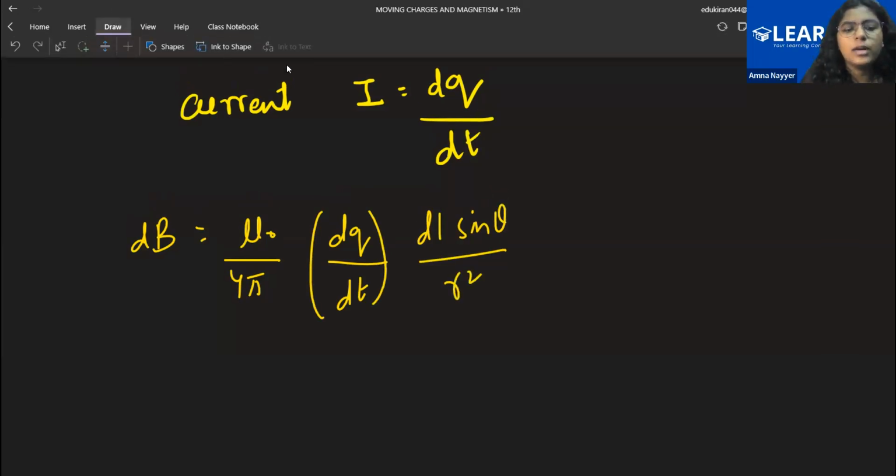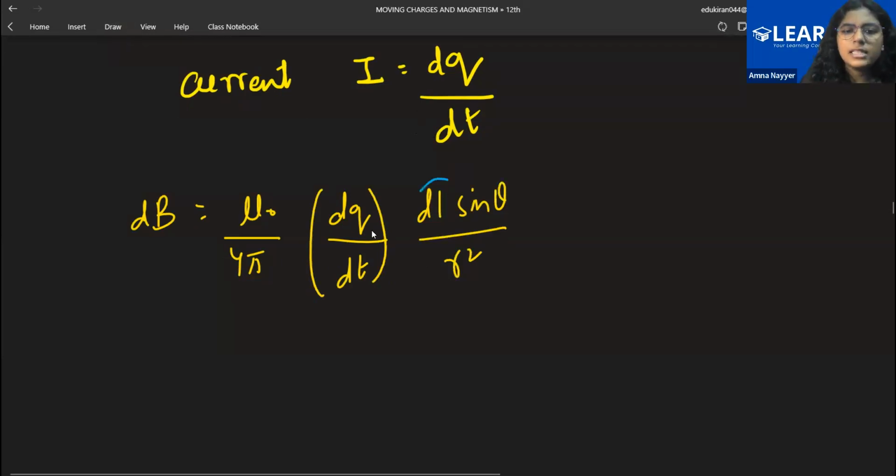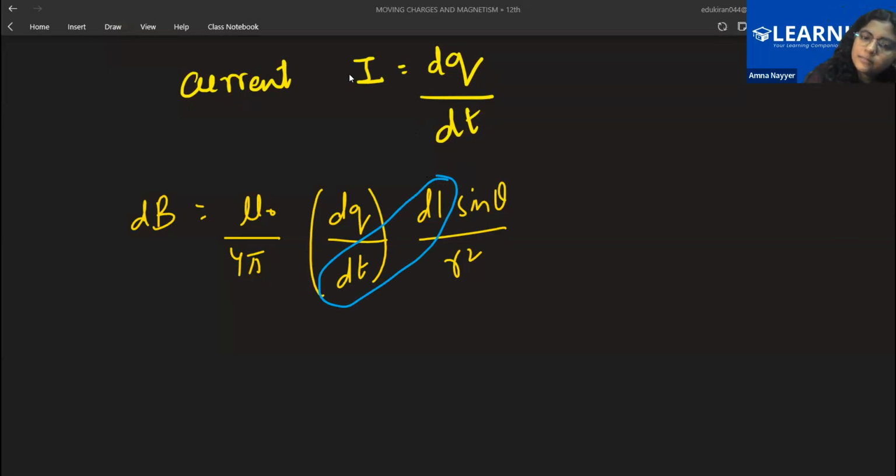Now class, just one thing. Can anyone tell me this? What is dl over dt? Anyone? dl over dt. Distance over time, length over time. You are in class 12th. You must have done these topics already in class 11th. So yes, answer. I'll not move forward till you answer.